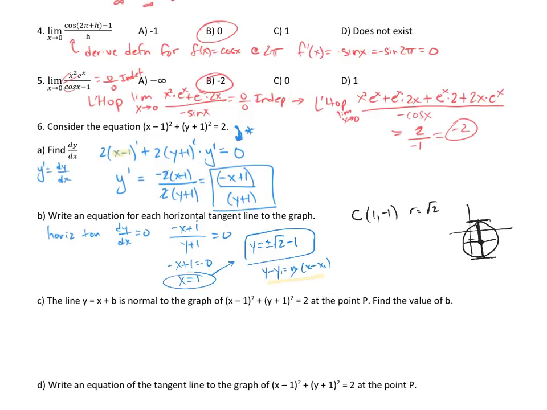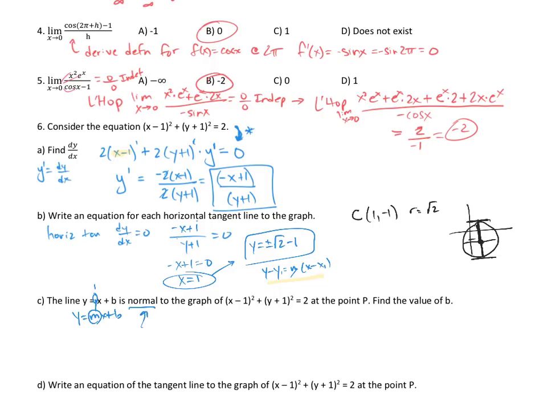The line y equals x plus b is normal to the graphs at point P. Find the value of b. All right, so what we can do is, this is a normal, and we have y equals mx plus b. Remember that. Well, what is our slope here? Our slope is 1, but this is a normal.